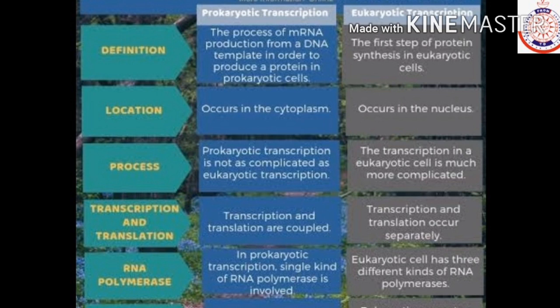Now the next difference is related to the RNA polymerase. In prokaryotes, only one kind of RNA polymerase is required, but in eukaryotes, around three types of RNA polymerase are required. That is first, second, and third.